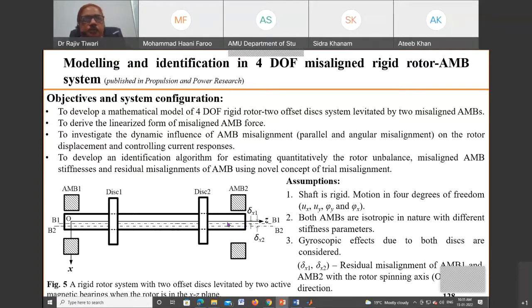So here we had a new concept of virtual misalignment, like the virtual unbalance we gave in the previous case. Here we gave a virtual trial misalignment additionally, and that was used to obtain the residual misalignment in the system. So the concept is this: we are giving additional misalignment, and that is giving information about the original misalignment in the system. That concept is the same as in the balancing of rotors, in which we give some trial unbalances, and based on the measurement of that, we obtain the residual unbalance. So the same concept we applied for the misalignment.